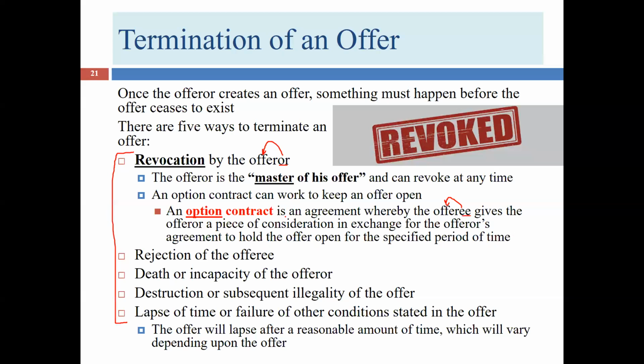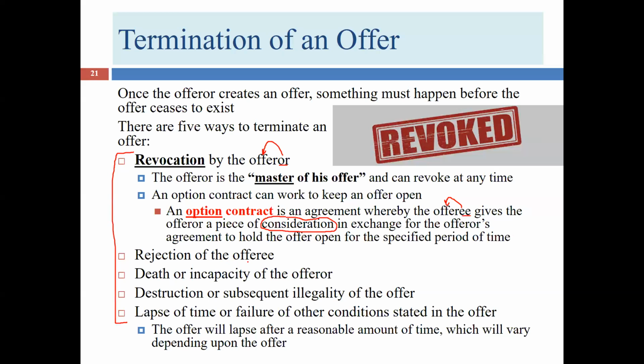So because this has a consideration as a factor, that's what causes the offer to stay open. We'll talk about another category of option contracts, or something similar to option contracts, later on in the course, but this is the one we want to highlight right now. So the first way an offer can terminate is the offeror can change his mind, take back the offer, unless there's an option contract. Another way that an offer can be terminated is if the offeree rejects the offer.